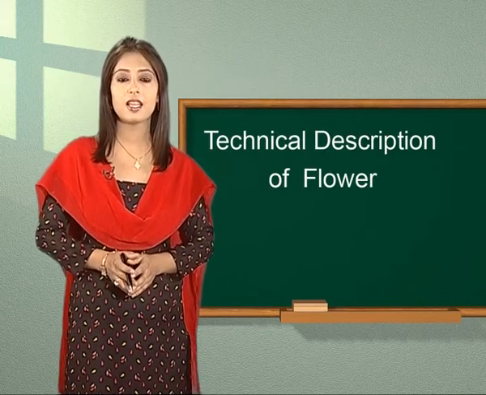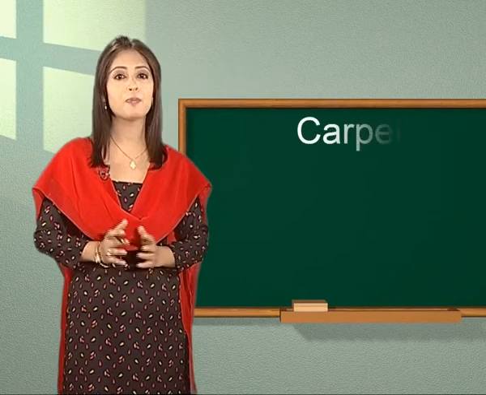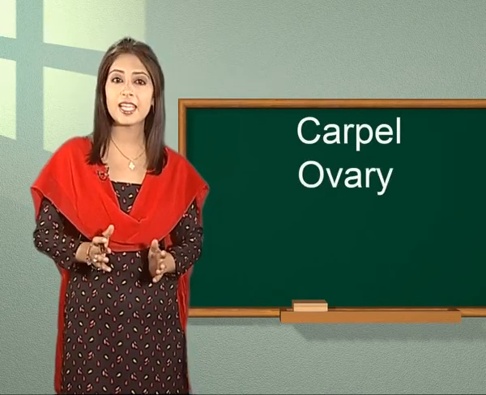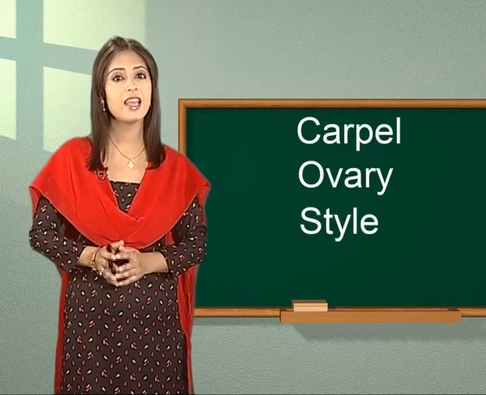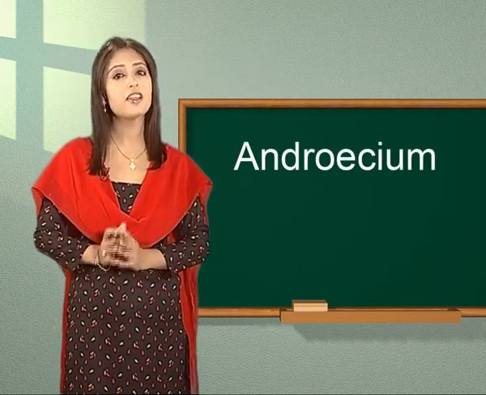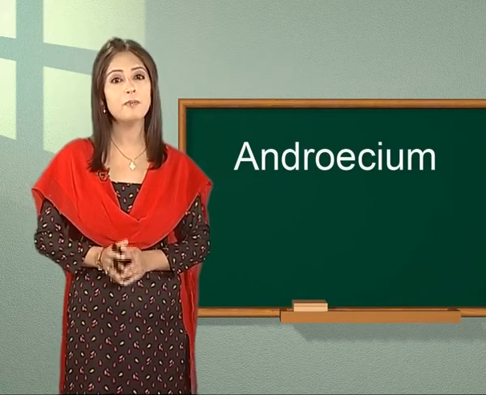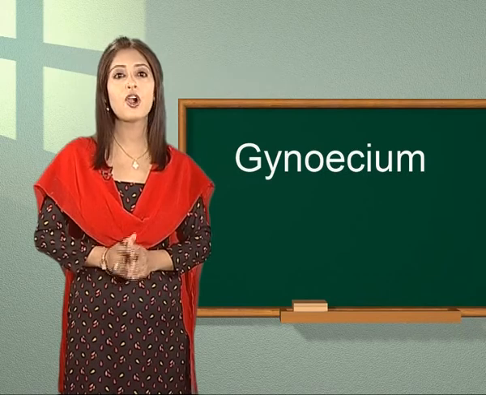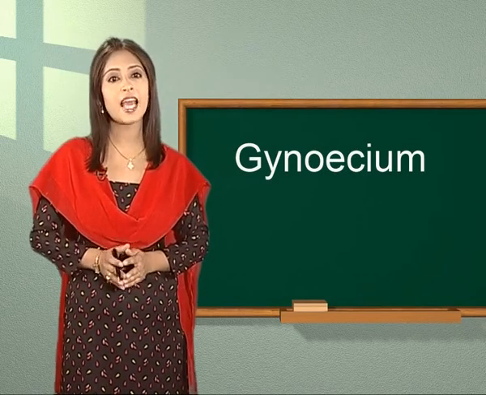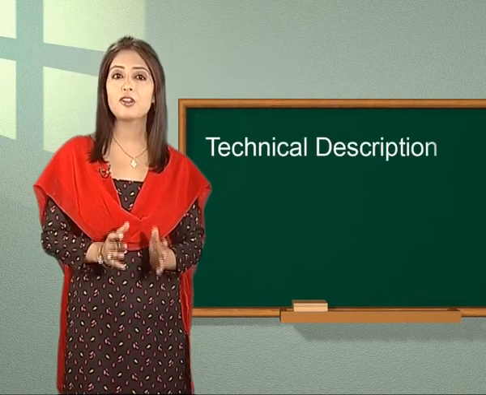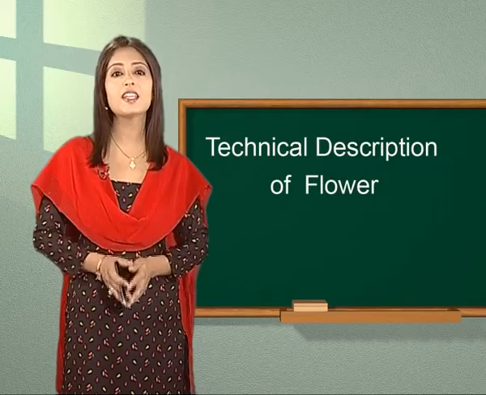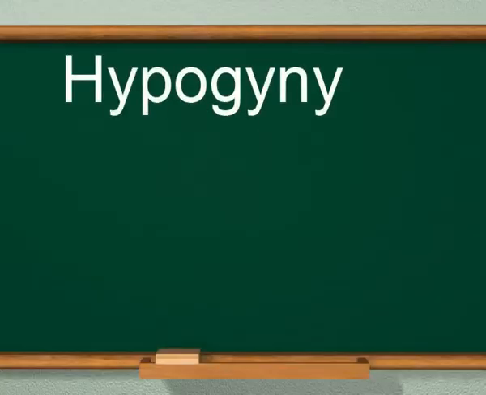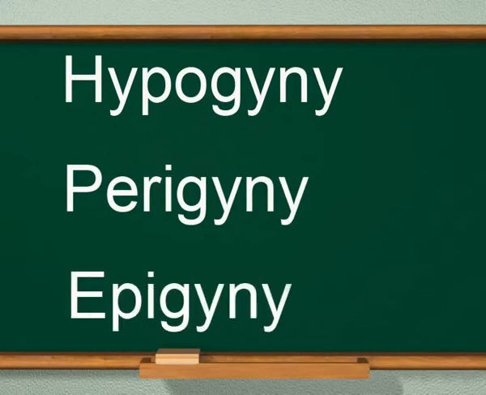In the very center of the flower are the female reproductive organs. The female part of a flower is known as carpel, consisting of an ovary which contains one or more ovules, a style and the sticky stigma. Androecium is the essential whorl present inner to the petals, which consists of stamens or the male reproductive part of a flower. Gynoecium is the collective term for the innermost or central whorl of the floral appendages, that is, the carpels. The arrangement of floral appendages on the thalamus is basically of three types: hypogyny, perigyny, and epigyny.